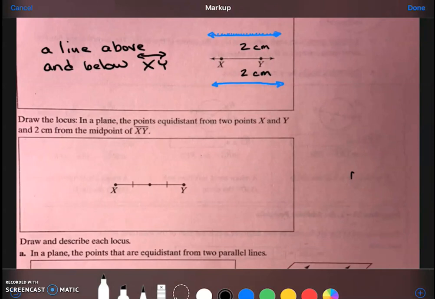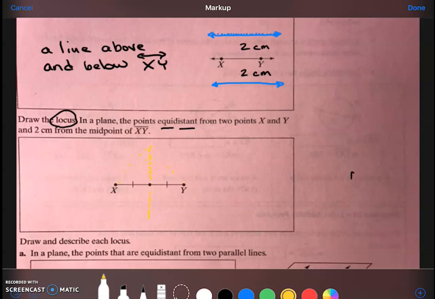Again, it's this concept called locus. Draw the locus in a plane, points that are equidistant. Of course, that means equal distance from 2 points X, Y. Here's X and Y. And if you were going to be equal distance from it, you would actually be on this yellow line here. Because any point on this yellow line, you are the same distance from the endpoint. I'm just kind of drawing. You don't need to draw these solid lines, but I'm just demonstrating that you're equal distance. I'm going to erase that in a second.